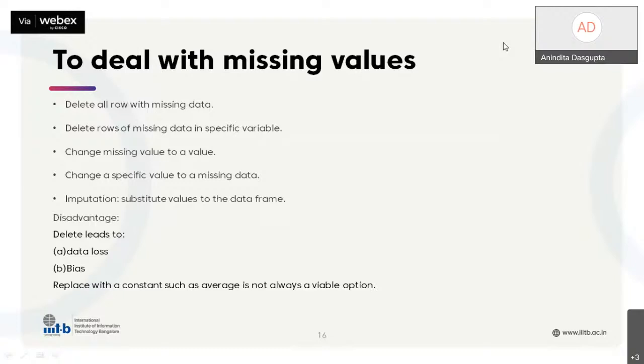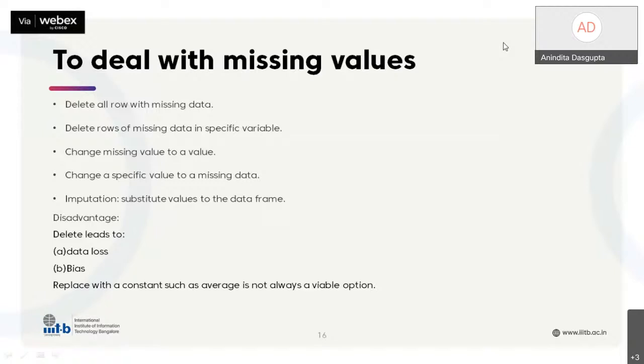And there are other functions in R, which is imputation, which substitutes values in a data frame. We will come to this, but we need R packages for that. I'll tell you what packages to use to deal with missing values, but before that, I'll tell you simple methods which can be used.